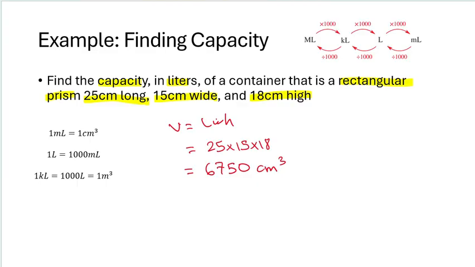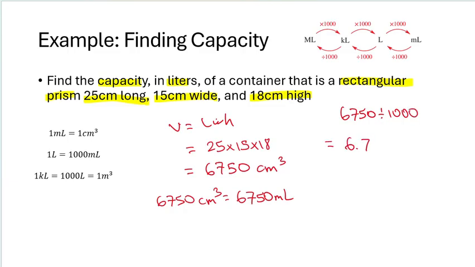Now we need to convert this from volume into capacity. So 6,750 mL. Now, because the question's asking to find the answer in liters, you just go 6,750 divided by 1,000. So your final answer is 6.75 liters.